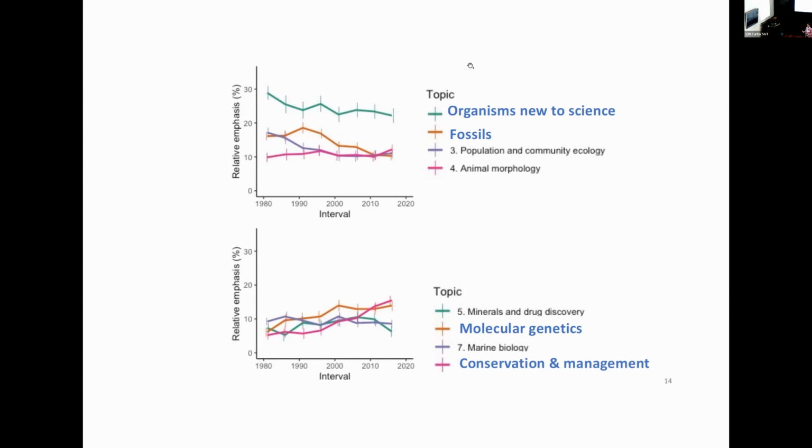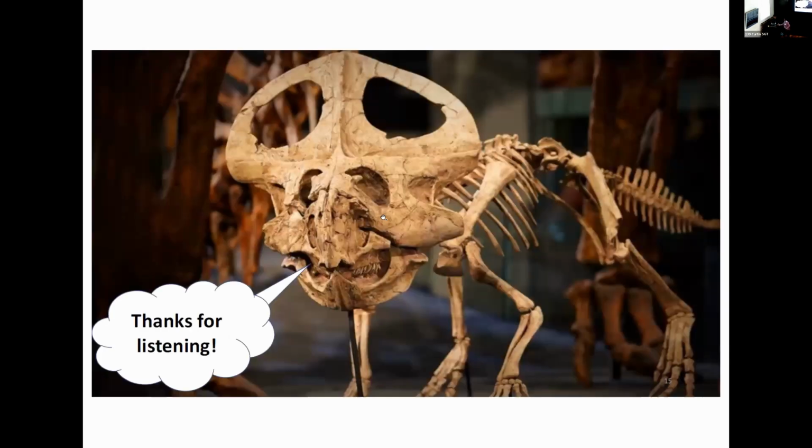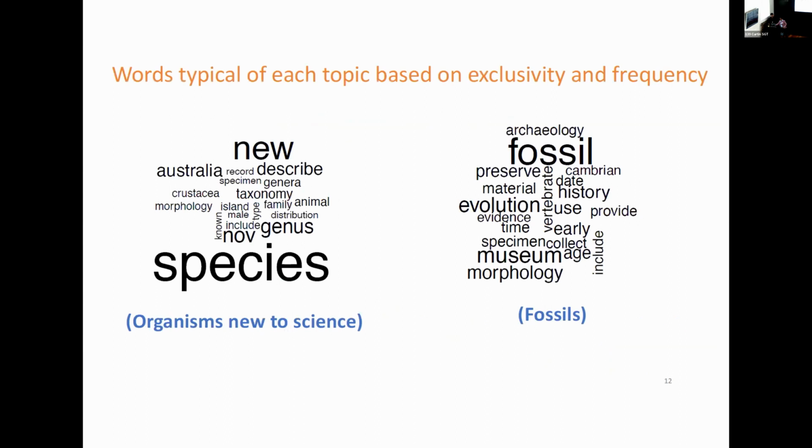Another interesting one was that first word cloud, which was about identifying new organisms. On the left there, a lot of museum work is about, oh, we found a new species, or we found a new record of this species we already knew about, but it's in a different stratigraphic layer or whatever.